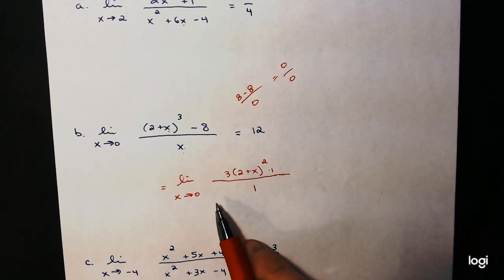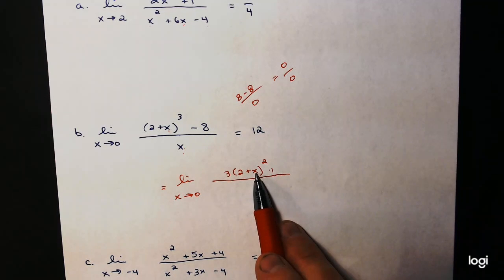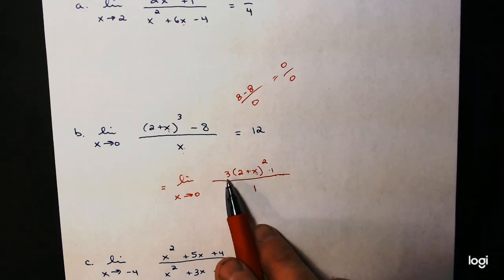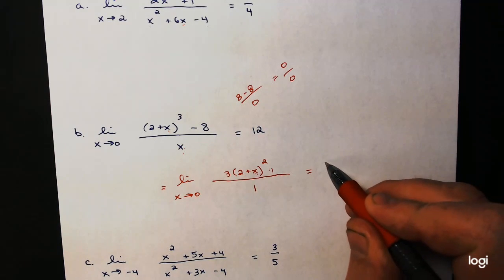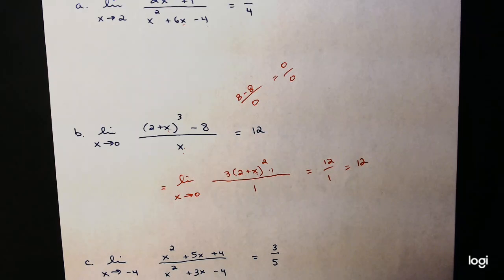Now let's try and redetermine the value of this limit. Plug in a 0 now. Plug in a 0 here, 2 plus 0. 2 squared is 4. 4 times 3, 12 over 1, which is 12. A lot faster than what we did at the beginning of the school year.